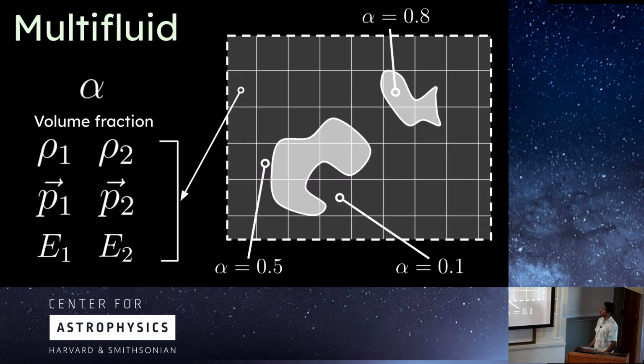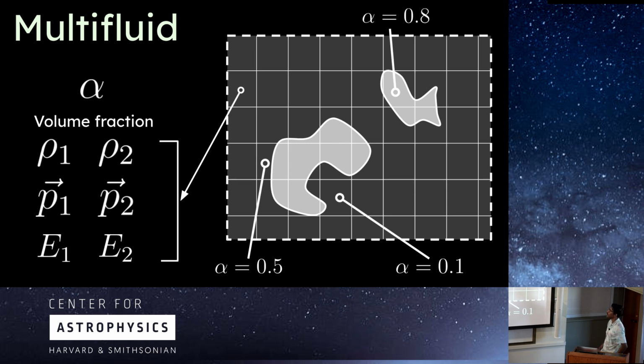So what it essentially means is that on a fixed grid, we don't have just one set of density, energy, and momenta. We have multiple. And how we keep track of what the different fluids are doing is via volume fraction. For example, in this model, one fluid would be the hot gas and the other would be the cold gas. And the volume fraction of the cold gas in a cell would range from 0 to 1 depending on how filled it is.